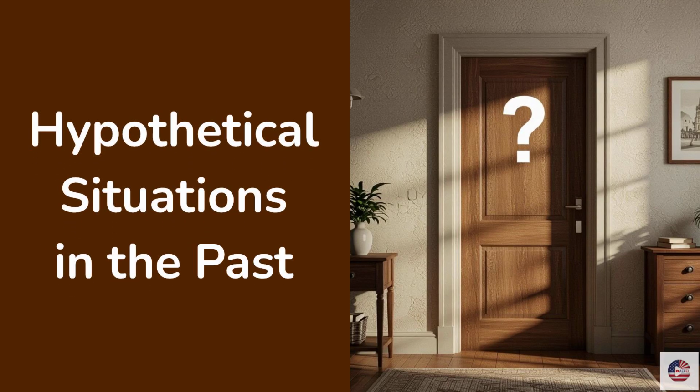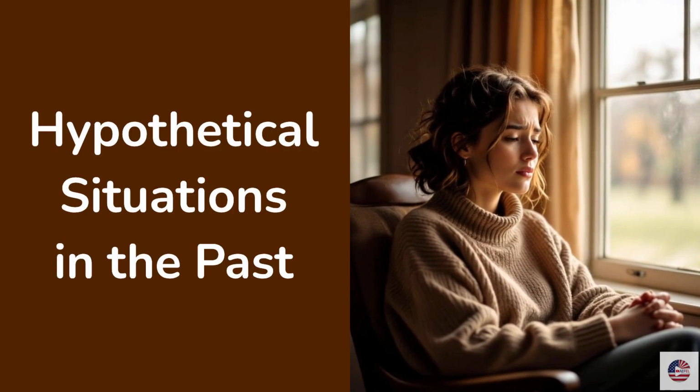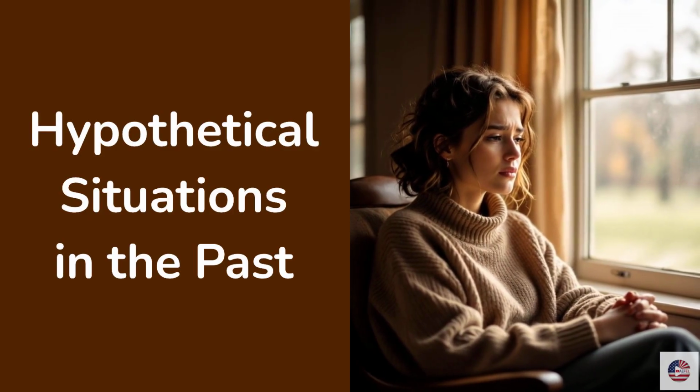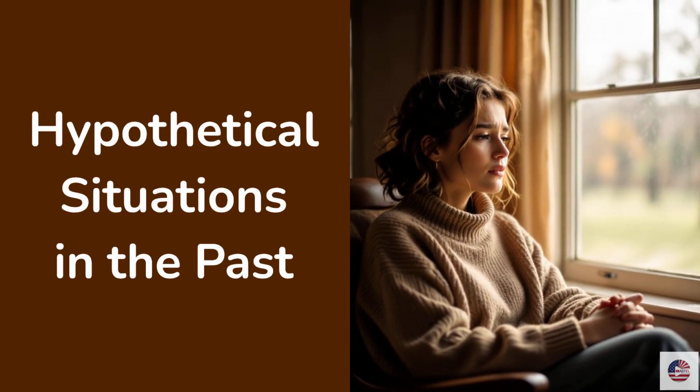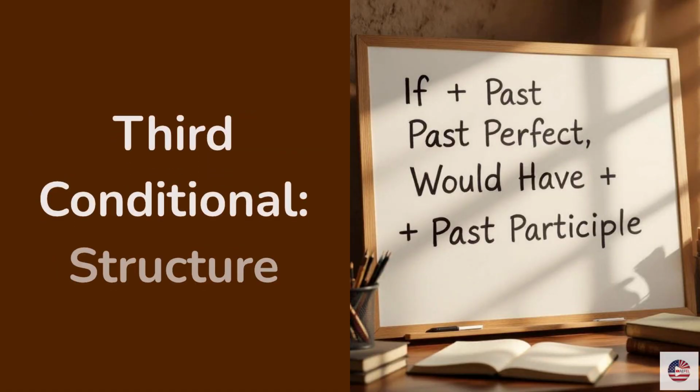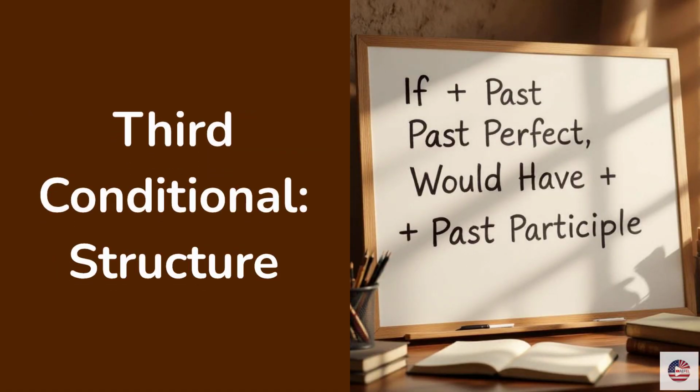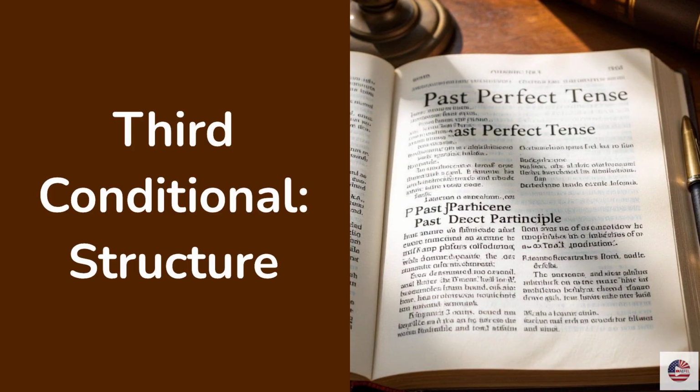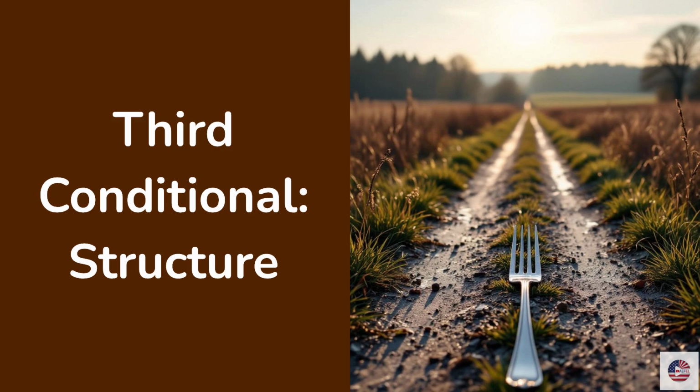The third conditional is used to talk about hypothetical situations in the past that did not happen. It expresses regret, criticism, or speculation about a past event and its different outcome. It's about what could have happened. The structure for the third conditional is if plus past perfect, would have plus past participle. The if clause uses the past perfect tense, and the main clause uses would have followed by the past participle.